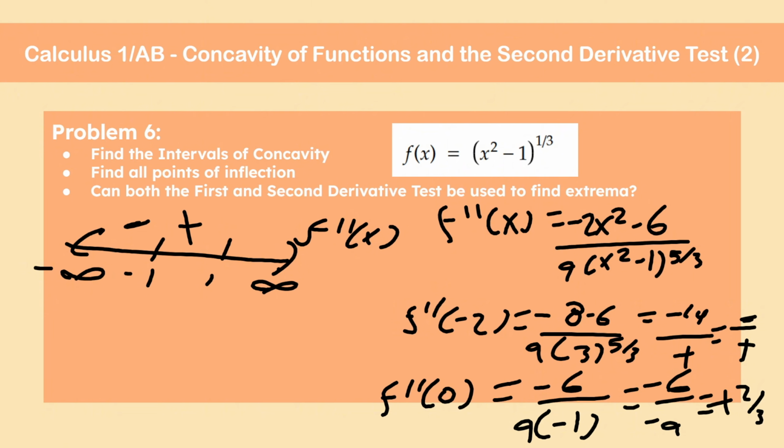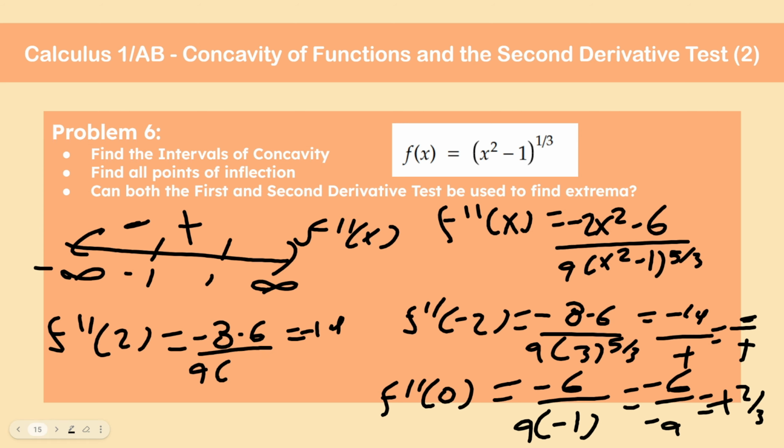And now from 1 to infinity, we're going to plug in the second derivative at 2, because that's in between 1 and infinity. So we have negative 2 times 4, negative 8, minus 6, negative 14, over 9 times 4 minus 1, 3 to the power of 5 over 3. So this is positive. So we have a negative over a positive, which is just negative.